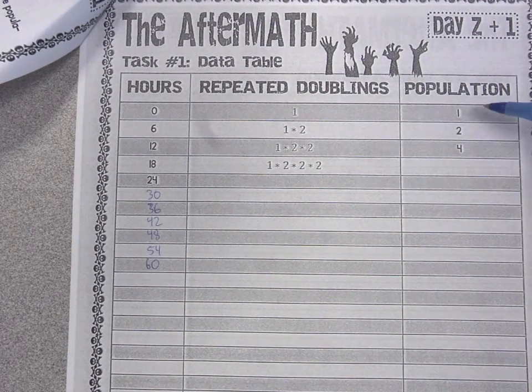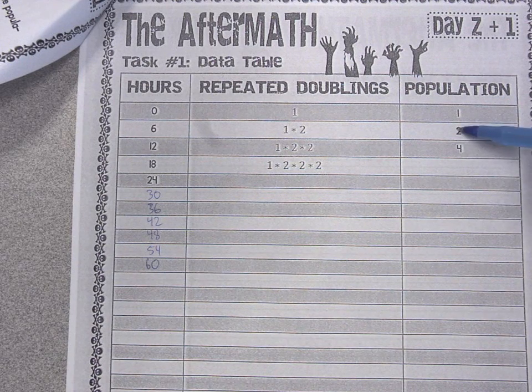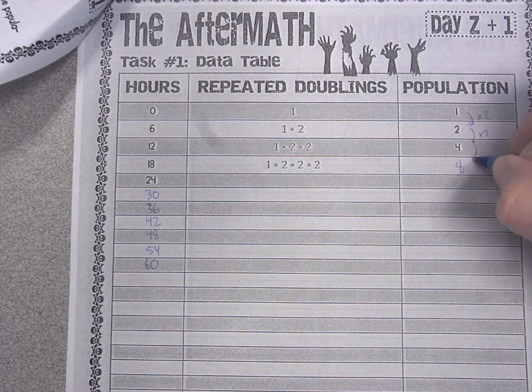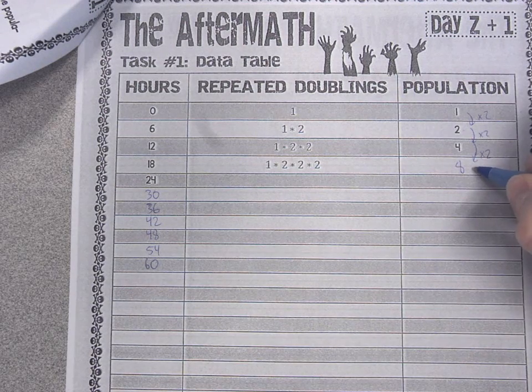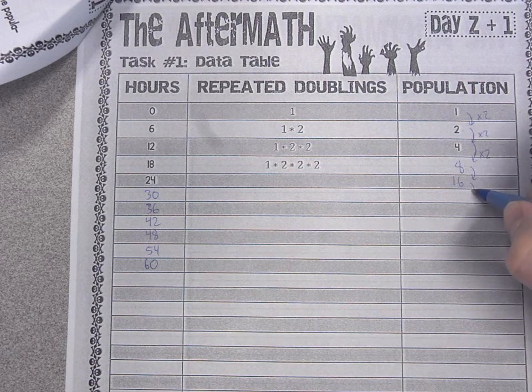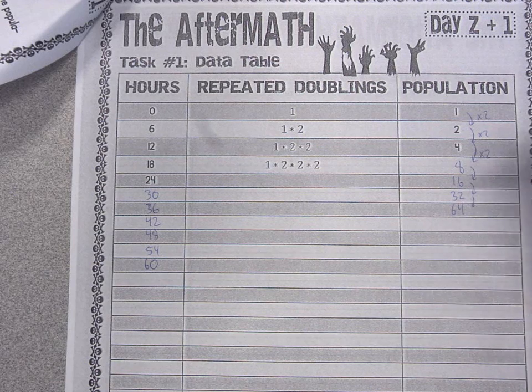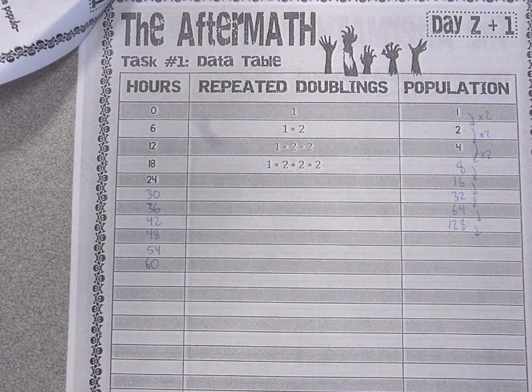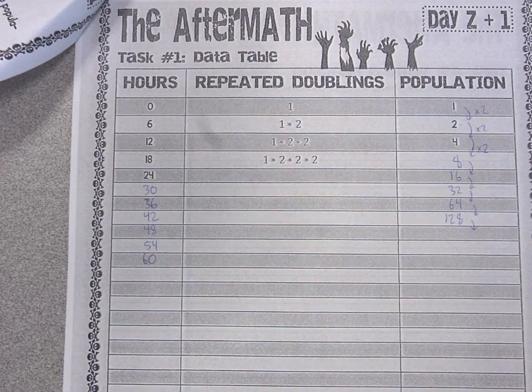Okay, now the population's doubling, so 1 times 2 is 2, 2 times 2 is 4, 4 times 2 is 8. So every time we go down, we're multiplying by 2, right? We are doubling. Okay, so if I wanted to go to the next one, there'd be 16 zombies in the next increment. Okay, 6 more hours go by. Now there's 32 zombies. 6 more hours go by. Now there's 64. Right? We're just doubling. We're just multiplying by 2 every time. Multiply by 2 again. You're going to get 128, and so on. Okay, so you're going to continue this table, and we're going to use this table for our graph later.